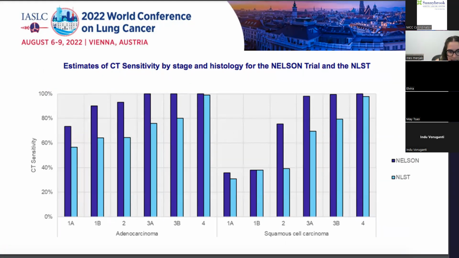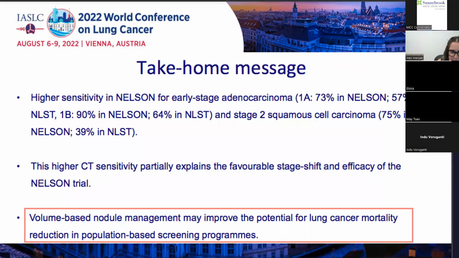In this slide, you can see in the dark blue bar that the Nelson trial showed more sensitivity of low dose CT scan compared to NLST. The Nelson trial incorporated volume to evaluate the nodule, and the NLST incorporated only the diameter. So in terms of histology and stage, the CT sensitivity in the Nelson trial was estimated to be higher compared to NLST. The conclusion of this study is that volume-based nodule management may improve the potential for lung cancer mortality reduction in population-based screening programs.